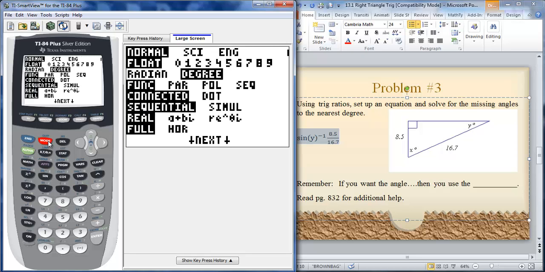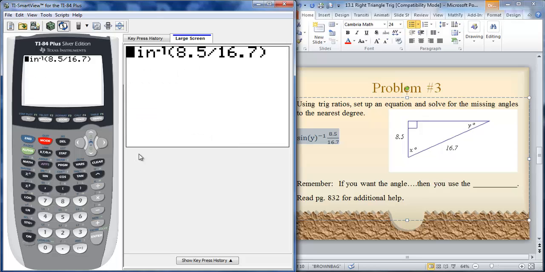If we look real quick, my mode's in degrees. I can do second quit to get out of there. I hit enter. We're going to round to the nearest degree, so that would be 31 degrees. And that's how I can find the angle measurement given two sides.